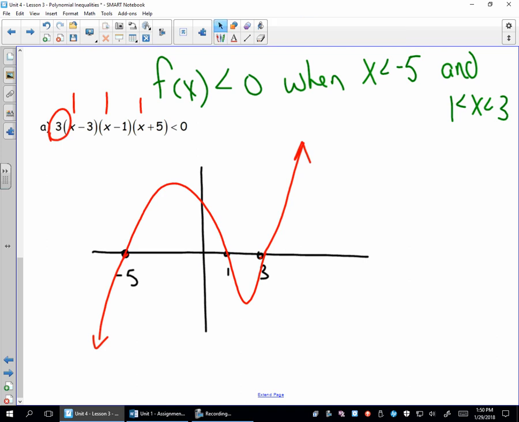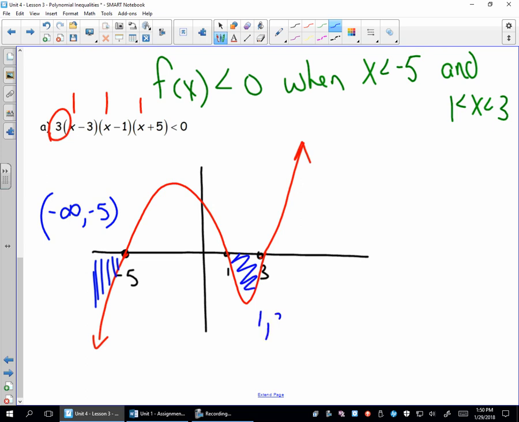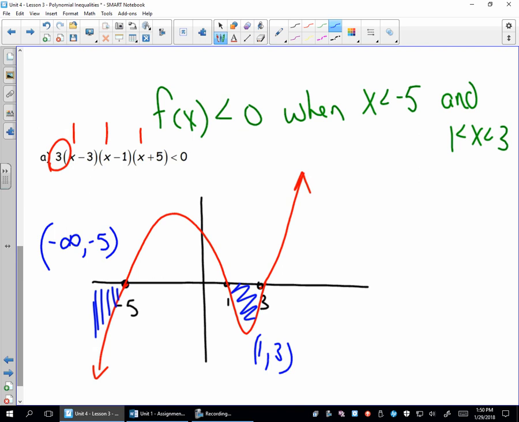Where is my function below the axis? Well, it's below the axis in this section, in other words, from -infinity to -5. And it's below the axis in this section, which I hope you will agree are the same answers that we got with our table. Okay. Why would I use the table over the graph? Well, some things aren't easy to draw. They don't fit nicely on a graph. Okay. If I had a graph, I can use that just as well.